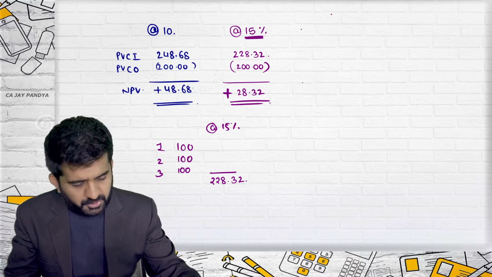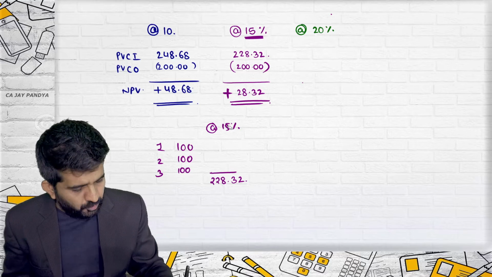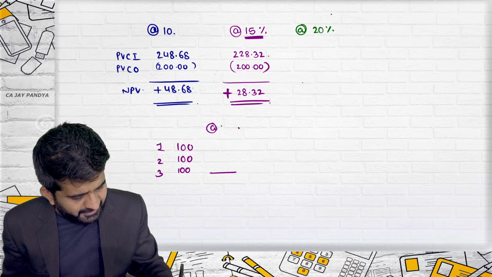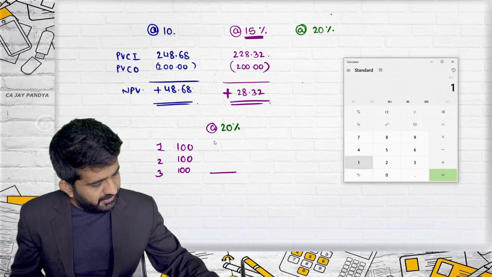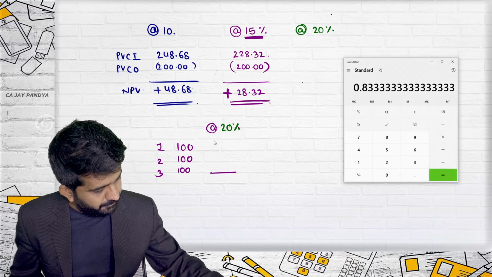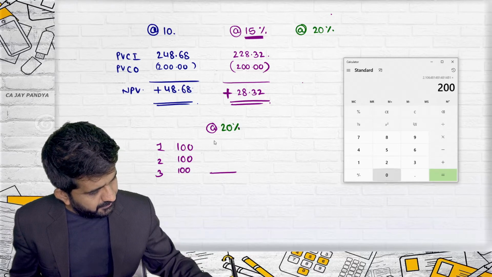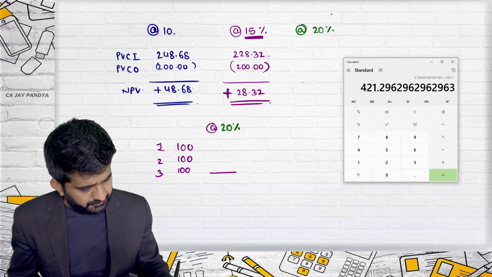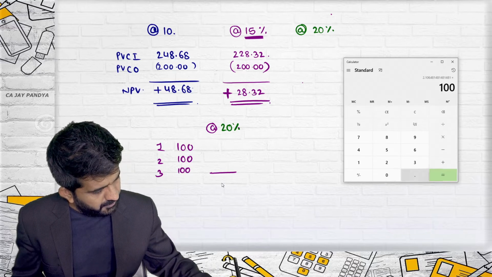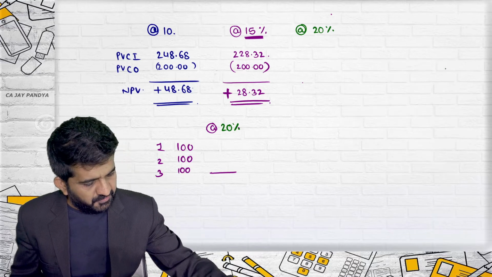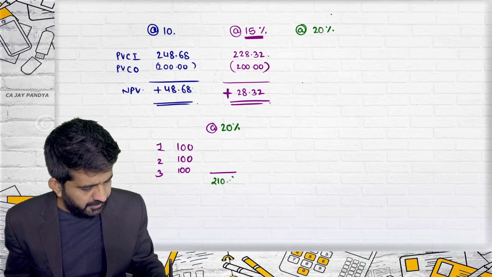Let me try it out at the rate of 20%. I will have to find out the present value of cash inflow at the rate of 20%. Let me find it out. 1 divided by 1.2 equals, M plus, equals, M plus, equals, M plus. MRC multiplied by 100. It is 210.64.